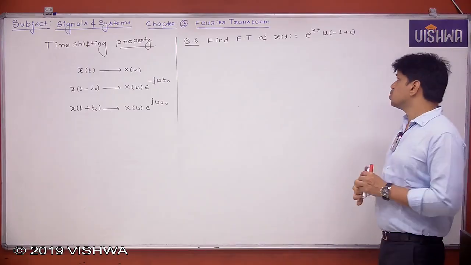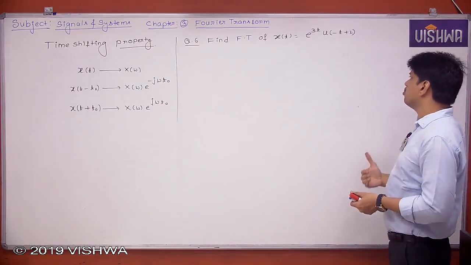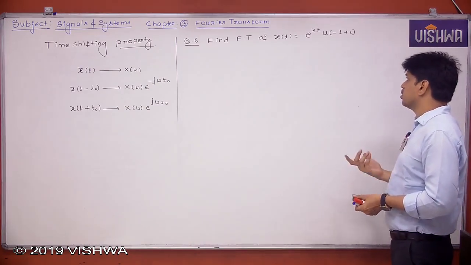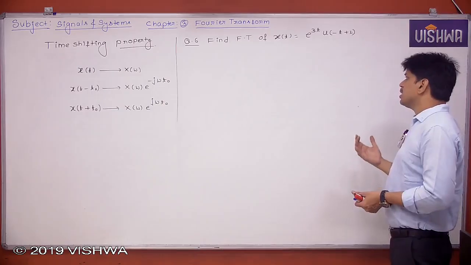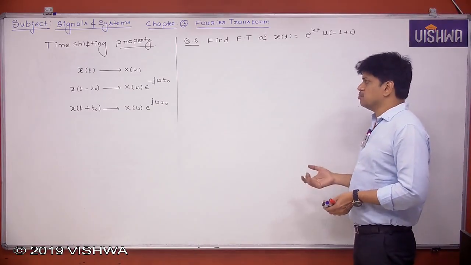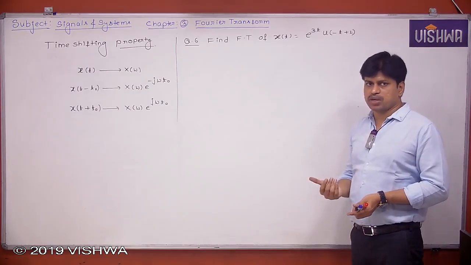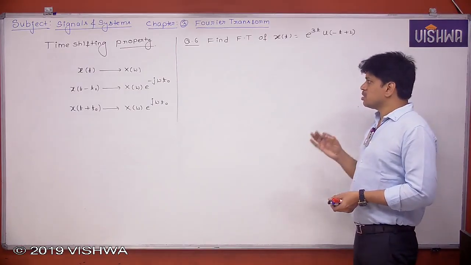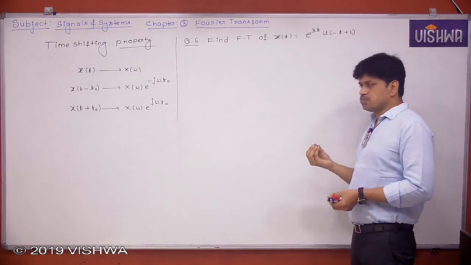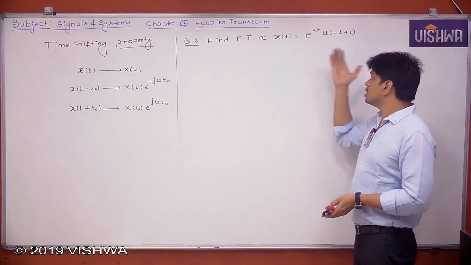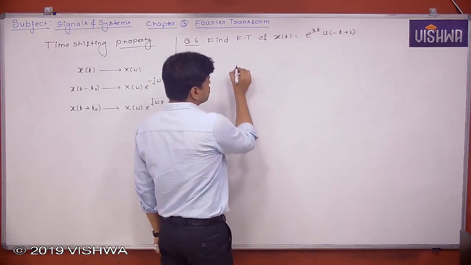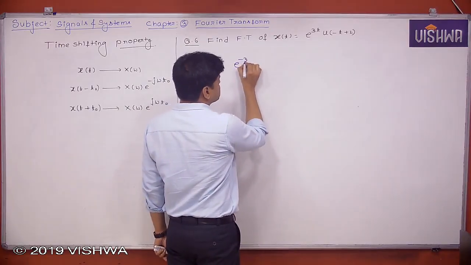Okay. If you observe carefully, it involves many properties. That means we have to apply different properties here, not a single property. Once we know we have to apply different properties, don't apply all at a time. Apply one by one. What do I mean by that? Let's start the solution from what we know. In this function, suppose I had given you e power minus 3t u of t.